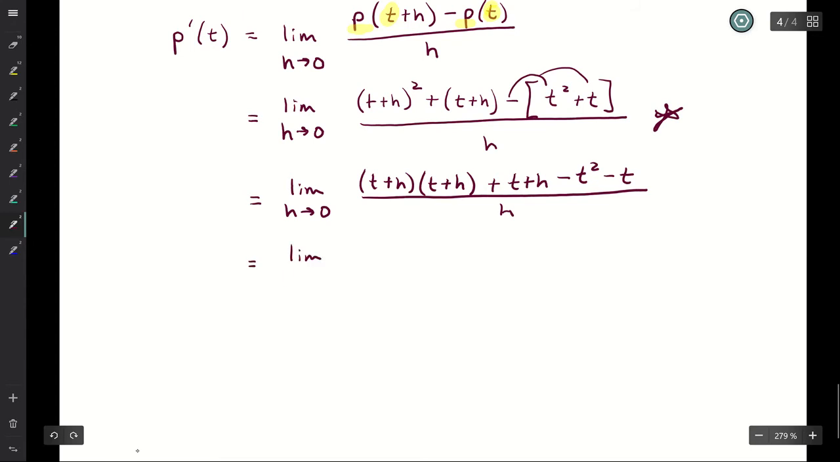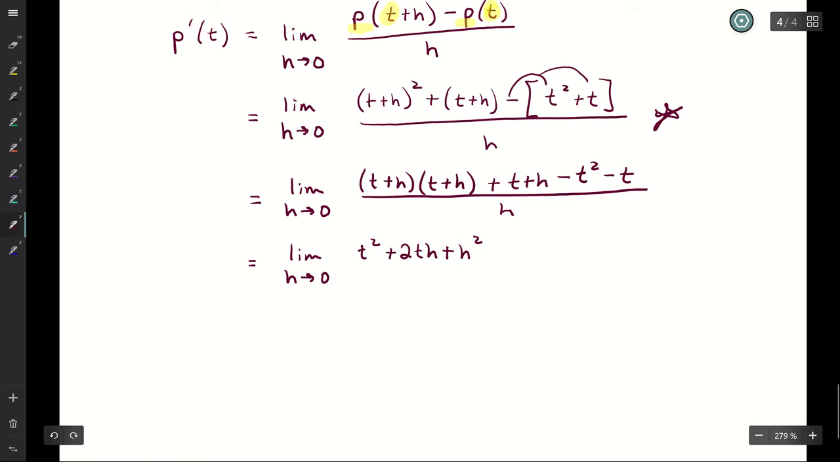So keeping the limit here. Okay, distributing or FOILing that t plus h part, you're going to have t squared. When you do the outer and the inner, you're getting a th, but that's going to happen twice. So there's going to be 2th's. And then multiplying at the end, you're going to have an h squared.